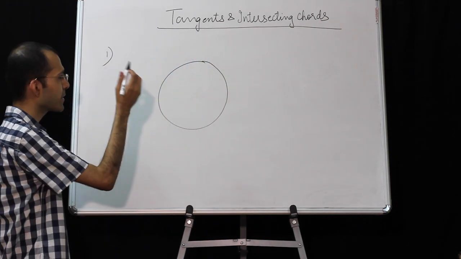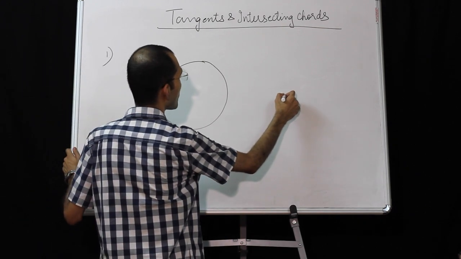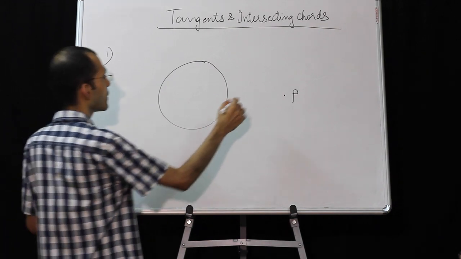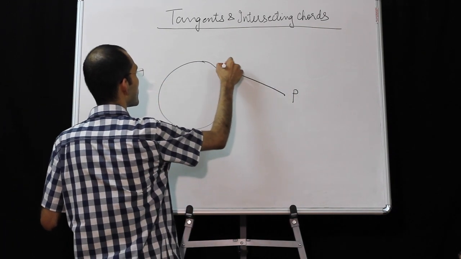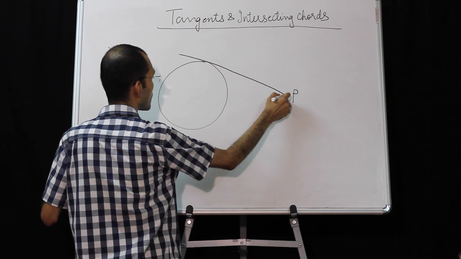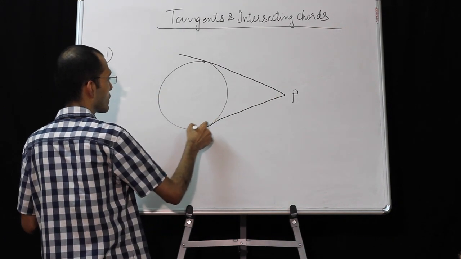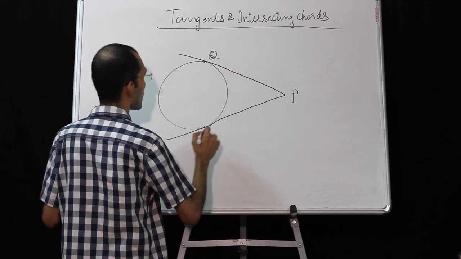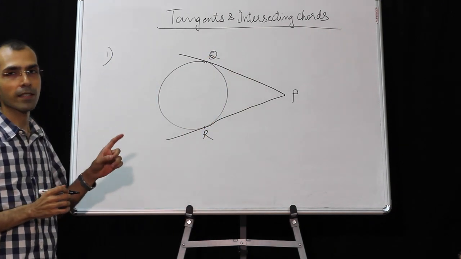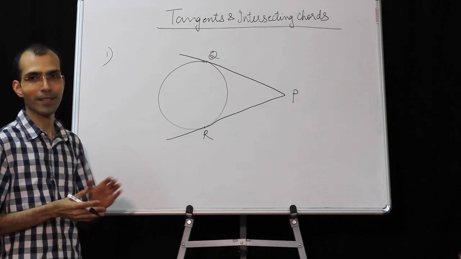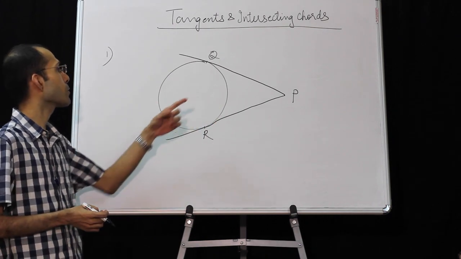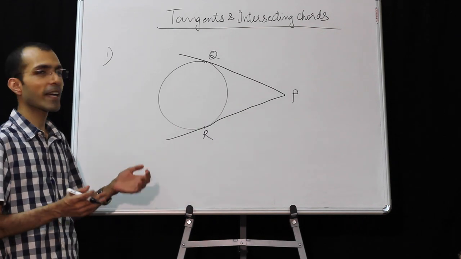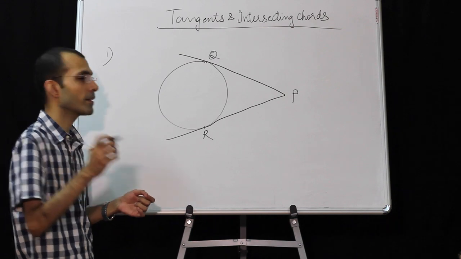Circle with some center, there is a point P. Two tangents can be drawn to a circle from an external point. What is a tangent? It's a line which touches the circle. It does not cut.